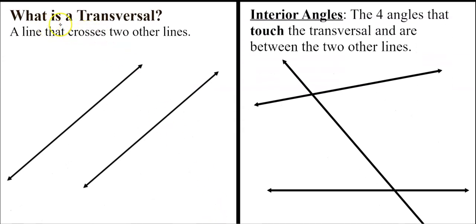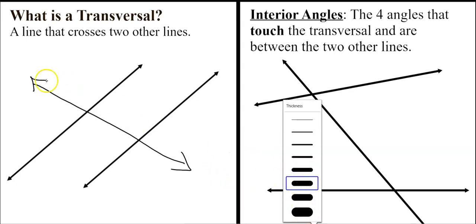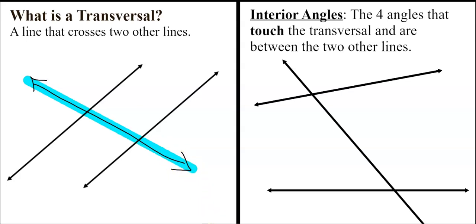So I've already used this word transversal. A transversal, simply put, is a line that crosses over 2 other lines. So if I give you 2 lines and I cross them with a 3rd line, that 3rd line is called a transversal. So this line right here, that's called a transversal. The 3rd line that crosses over 2 other lines is a transversal.